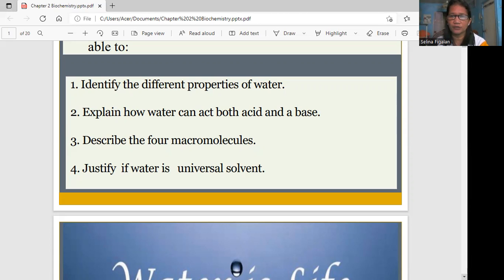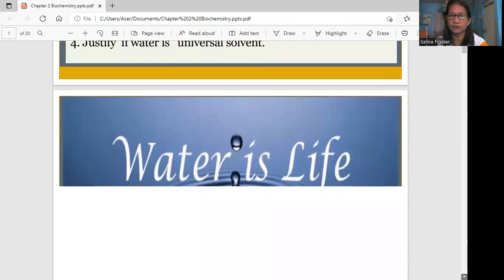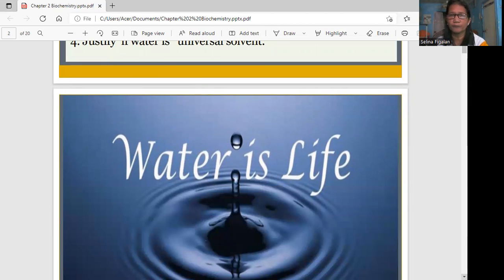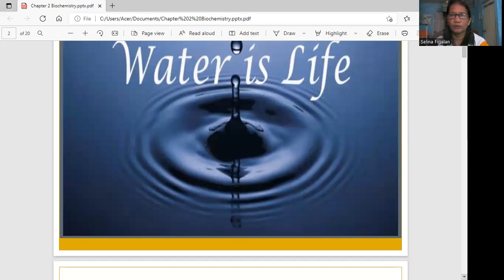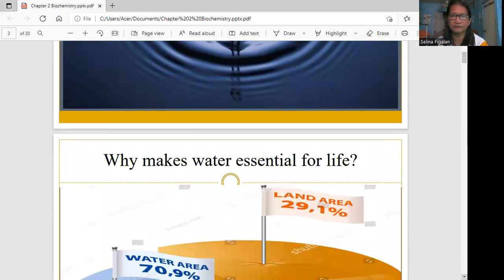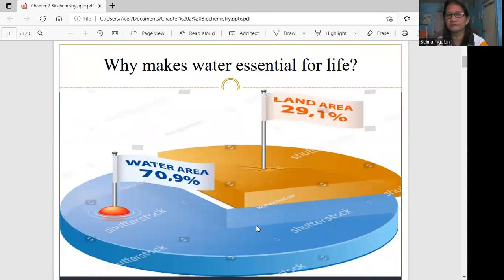So let's start with how important water is in our life. So this is your introduction in your second chapter or your second topic in your biochemistry. Based on this graph, water area is almost 70.9%. Okay, this is how huge the water area is. This is how water is essential for life. And your land area is only 29.1%.